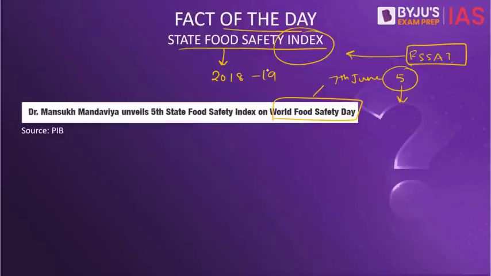According to the latest Food Safety Index, among the largest states, the state of Kerala secured the top ranking, which was followed by Punjab and Tamil Nadu. Amongst the smaller states, Goa emerged as a leader, followed by Manipur and Sikkim. Amongst the union territories, Jammu and Kashmir secured the first position, followed by Delhi and Chandigarh.